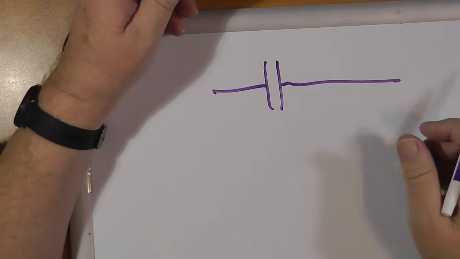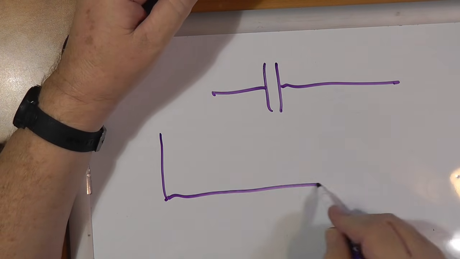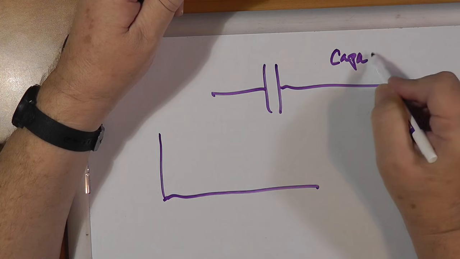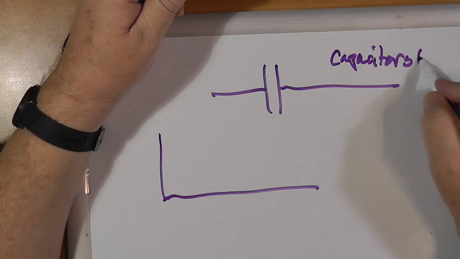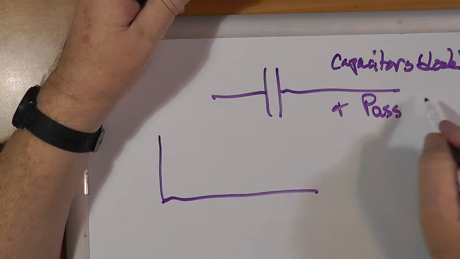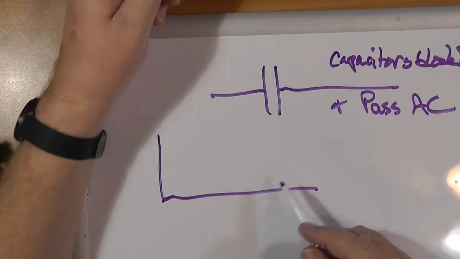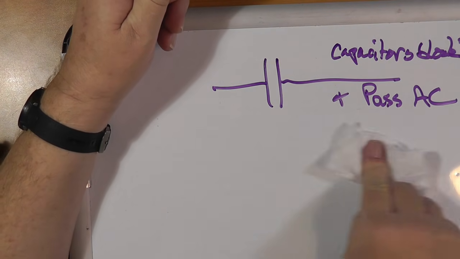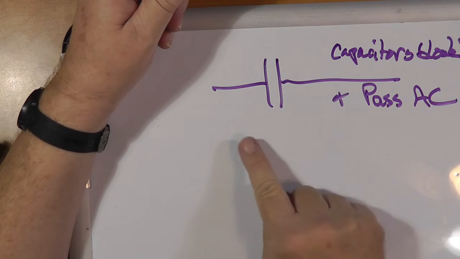Okay, now I'm going to confuse you a little bit. If you have DC across the circuit, it will assume the voltage of the DC supply, and then nothing else passes. That's why we say that capacitors block DC and pass AC. Well, it doesn't pass at all as the frequency changes here.